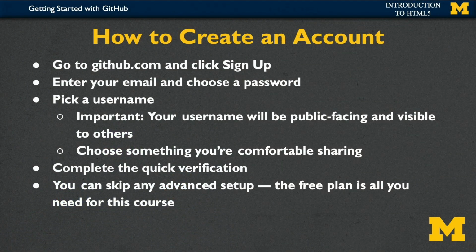As a recap, in order to create a GitHub account, you just follow the steps of going to github.com and clicking on Sign Up, entering your email and choosing a password, selecting an appropriate username, completing any quick verification it might ask for, and again, you can skip any advanced setup. The free plan is all that you need. That's it. In the next videos, we'll walk through how to create a repository and how to upload your files so your website can go live.